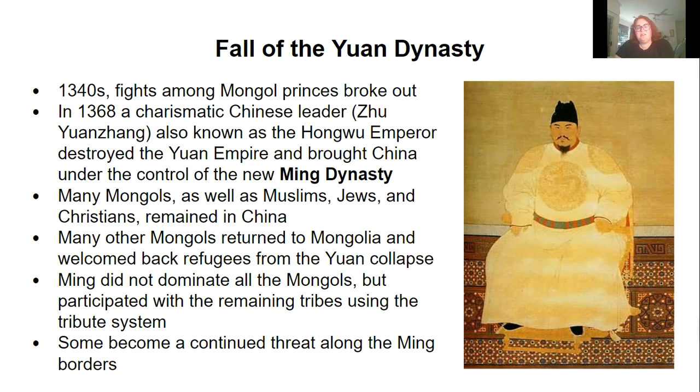So ultimately you had the fall of the Yuan dynasty. In about the 1340s, there were fights that broke out amongst Mongol princes, and one charismatic Chinese leader would step up. Hong Wu was the emperor that destroyed the Yuan Empire and brought about the Ming dynasty.